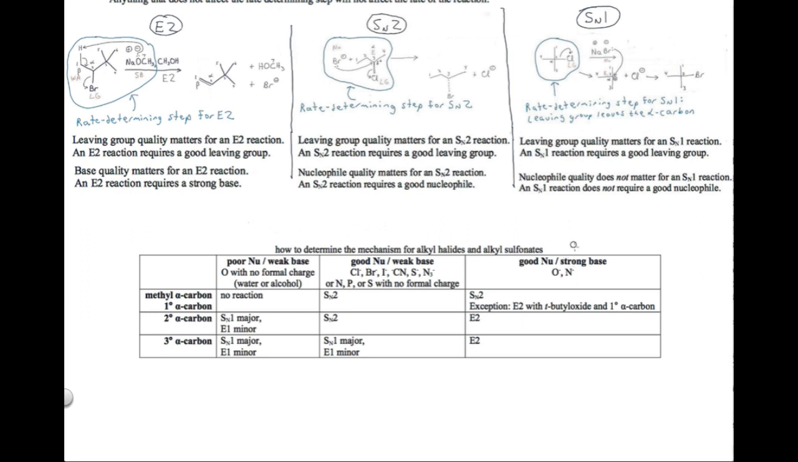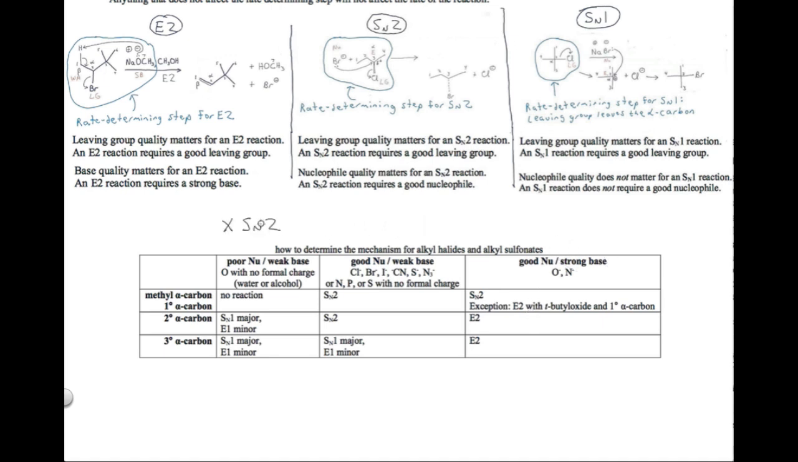On the other hand, notice that having a strong base doesn't guarantee E2, does it? Even when you have a strong base, it's still possible to have an SN2 reaction. So notice that a strong base is a requirement for E2, but a strong base is not a guarantee of E2. That's why you actually have to have the table memorized. You have to have the table memorized so you can tell, even with a strong base, whether you're going to carry out an SN2 or an E2 mechanism.